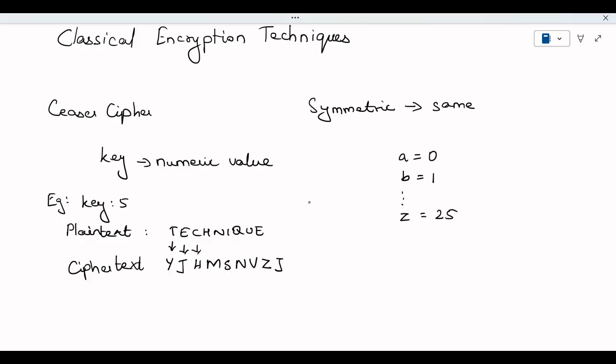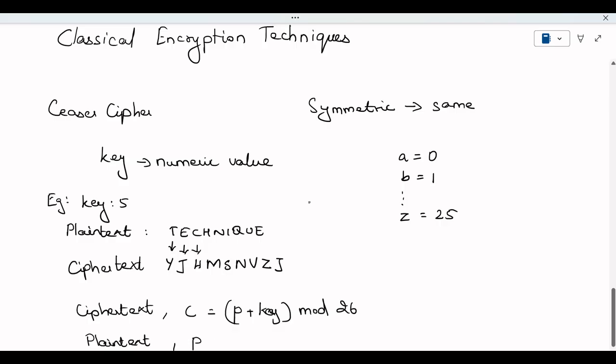So what is going to be the generic formula for the ciphertext? Ciphertext C is equal to plain text character P plus key, a numeric value, mod how many characters are in the alphabet? 26. And how about the decryption part?